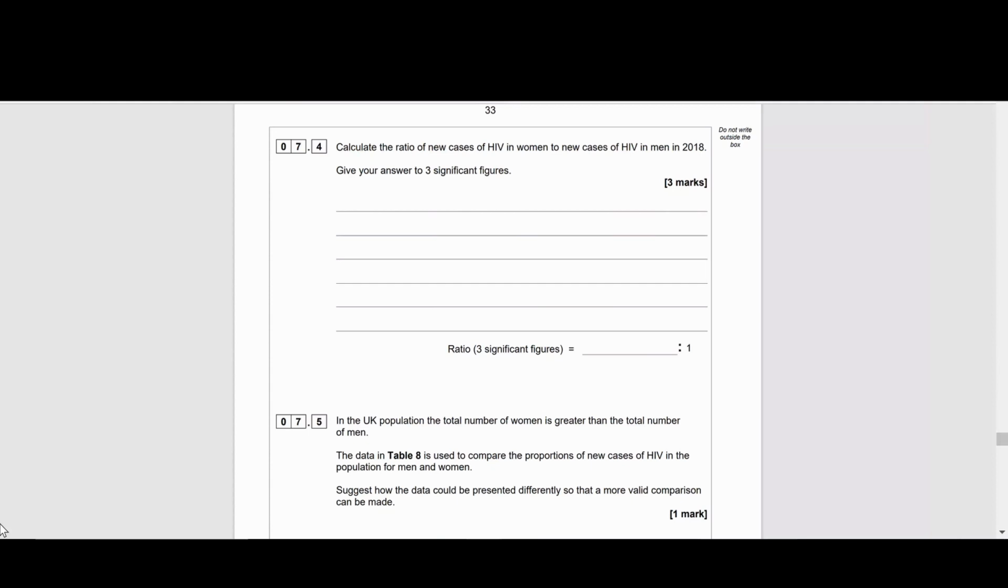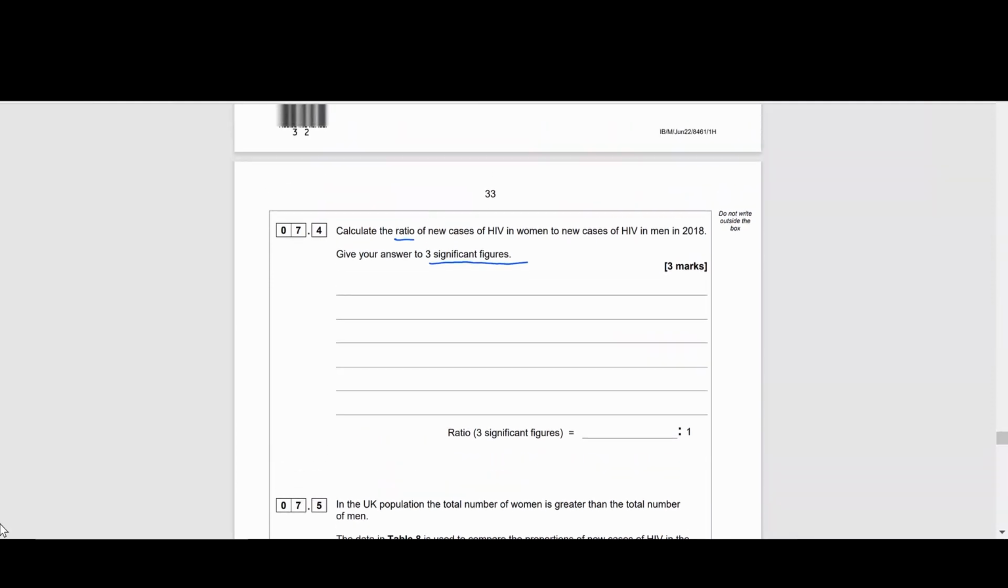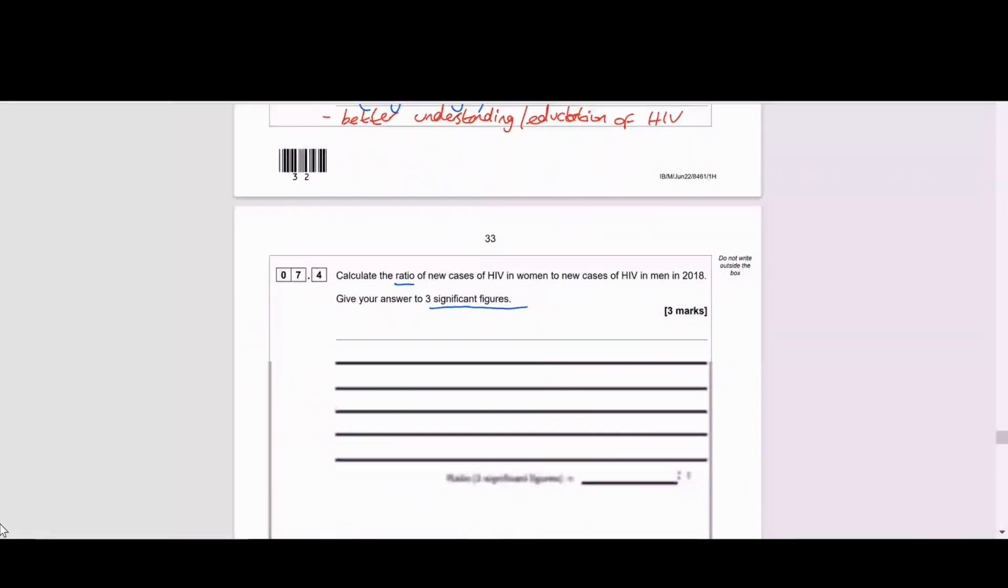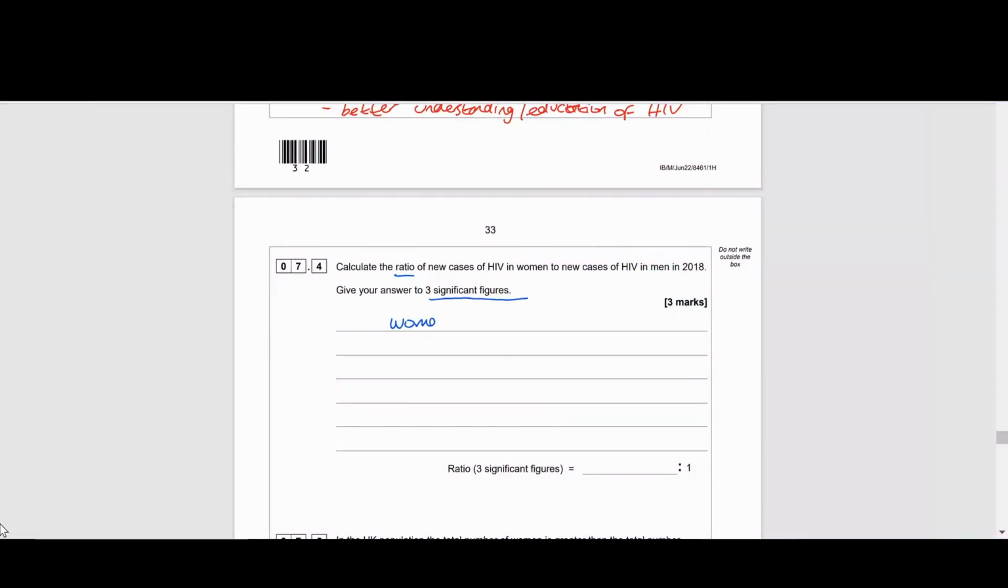7.4. Calculate the ratio of new HIV cases in women to new cases of HIV in men in 2018. Give your answer to 3 significant figures. So going back into our table, looking at 2018, and we need to take the women value 242 and the men value 1288. So our women to men will be 242 to 1288.